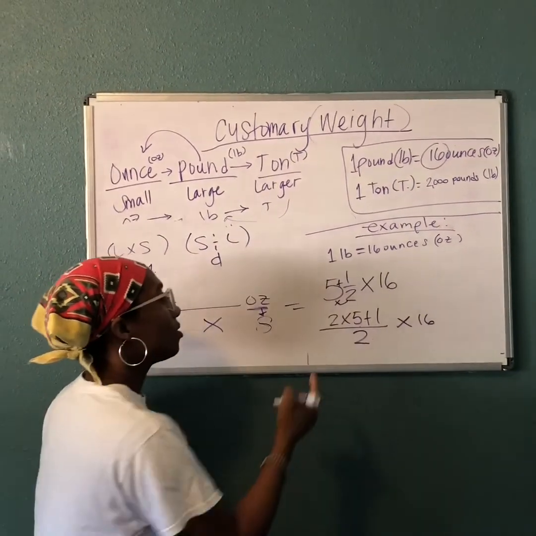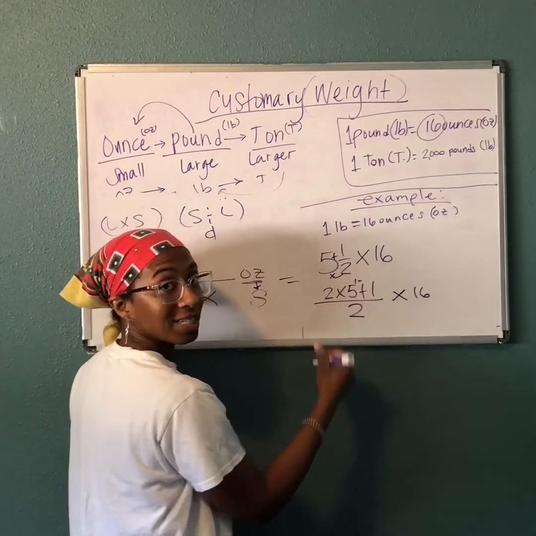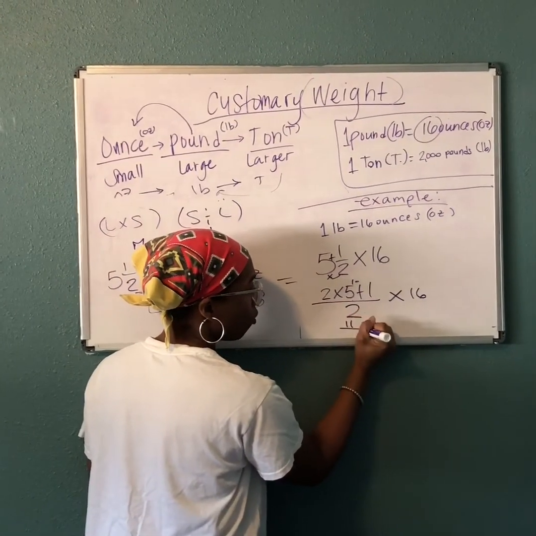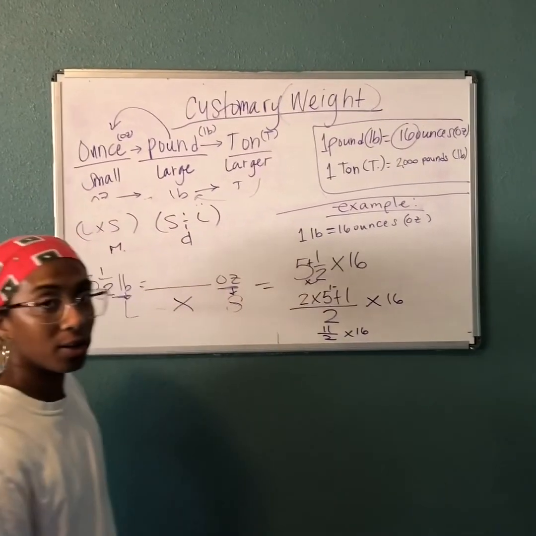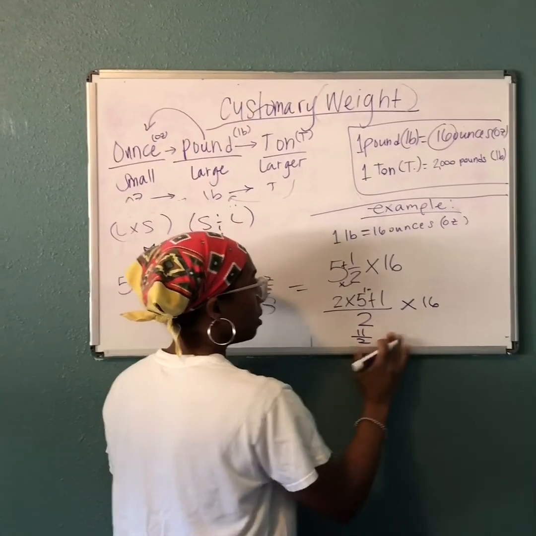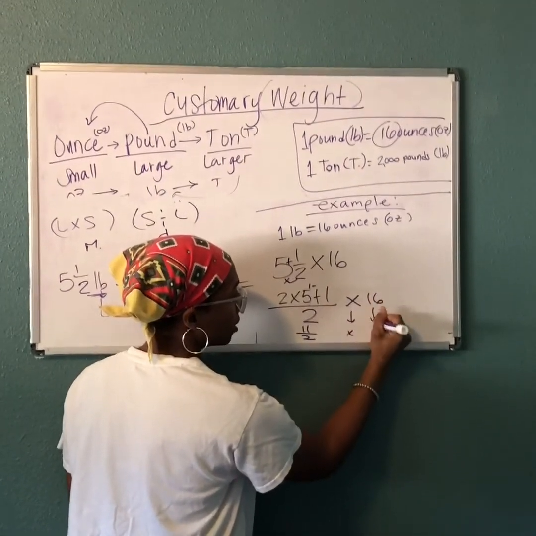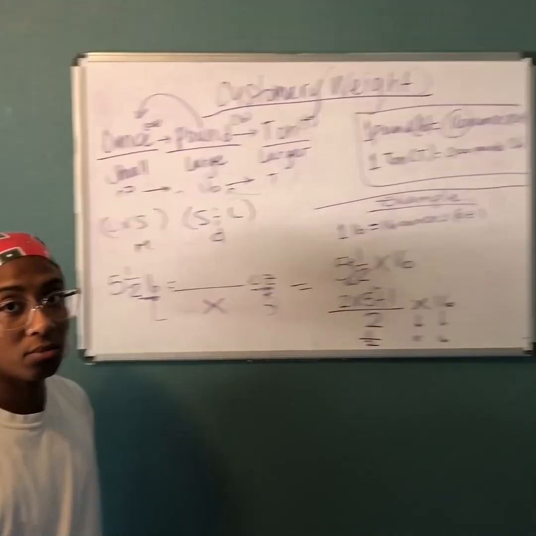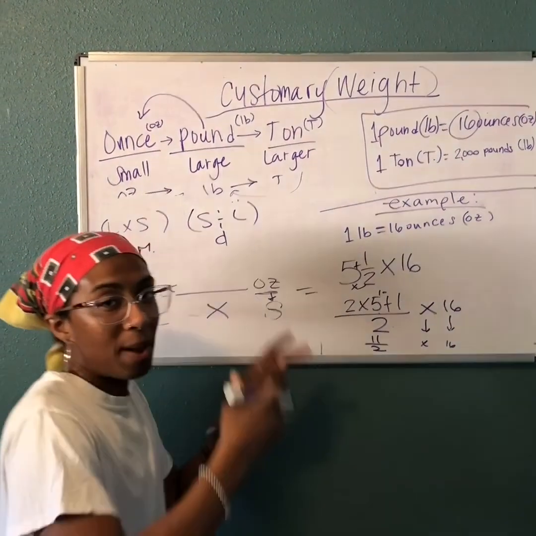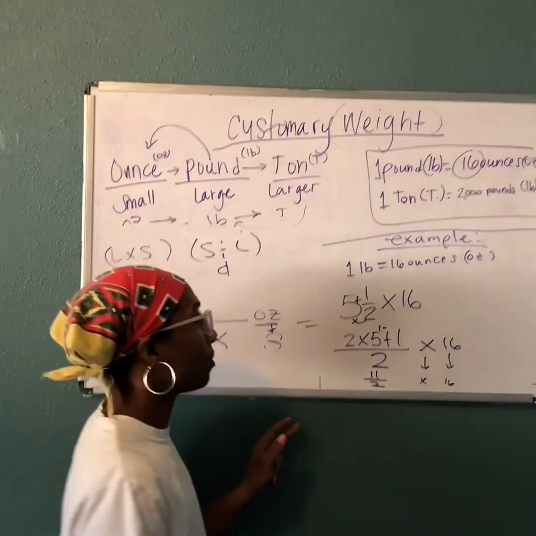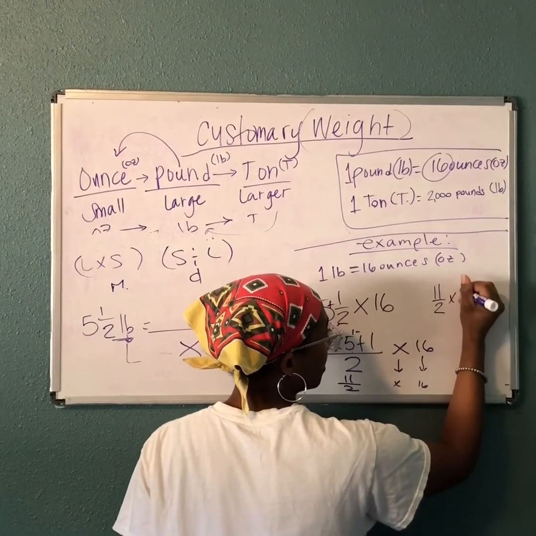So 2 times 5 is 10, and 10 plus 1 more is 11. So we have 11 over 2 times 16. We bring down the times and bring down the 16. Are we done yet? No, we're not done. If you have a sheet of paper, you'd normally keep going down, but I don't have a sheet of paper, so I'm going to just go up. So we have 11 over 2 times 16.